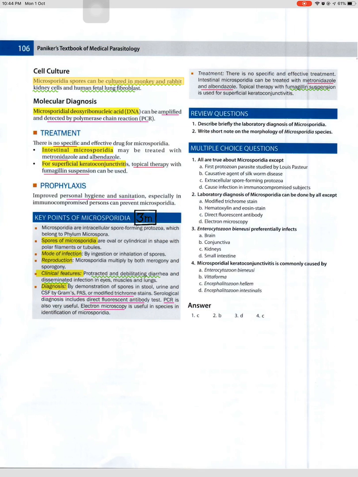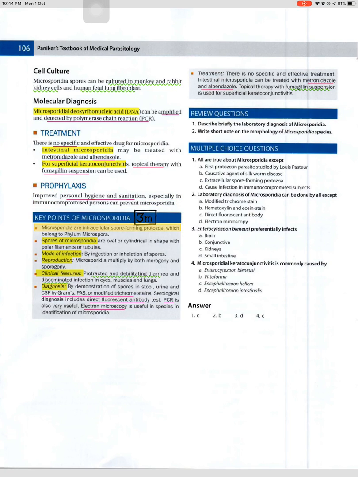Cell culture. Microsporidia spores can be cultured in monkey and rabbit kidney cells and human fetal lung fibroblasts. Molecular diagnosis. Microsporidial deoxyribonucleic acid, DNA, can be amplified and detected by polymerase chain reaction, PCR. Treatment. There is no specific and effective drug for Microsporidia. Intestinal Microsporidia may be treated with metronidazole and albendazole. For superficial keratoconjunctivitis, topical therapy with fumagillin suspension can be used. Prophylaxis. Improved personal hygiene and sanitation, especially in immunocompromised persons, can prevent Microsporidia.